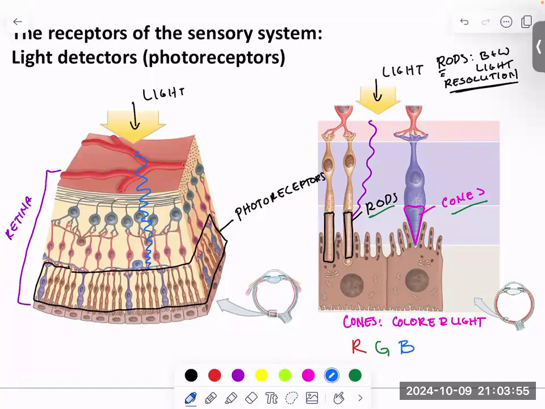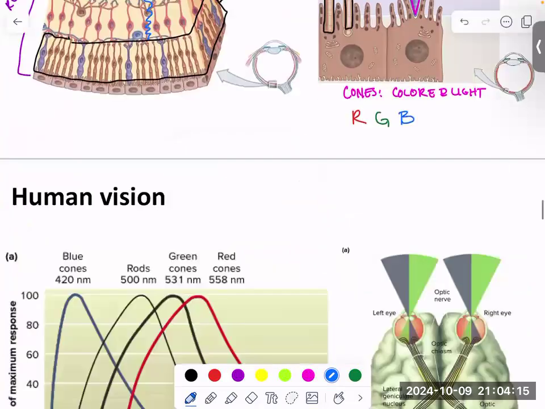RGB. Red, green, blue. There's a reason why TVs are built to show these colors. Many people think it's red, blue, yellow. Primary colors. Not what we see. Okay. So how does that work?